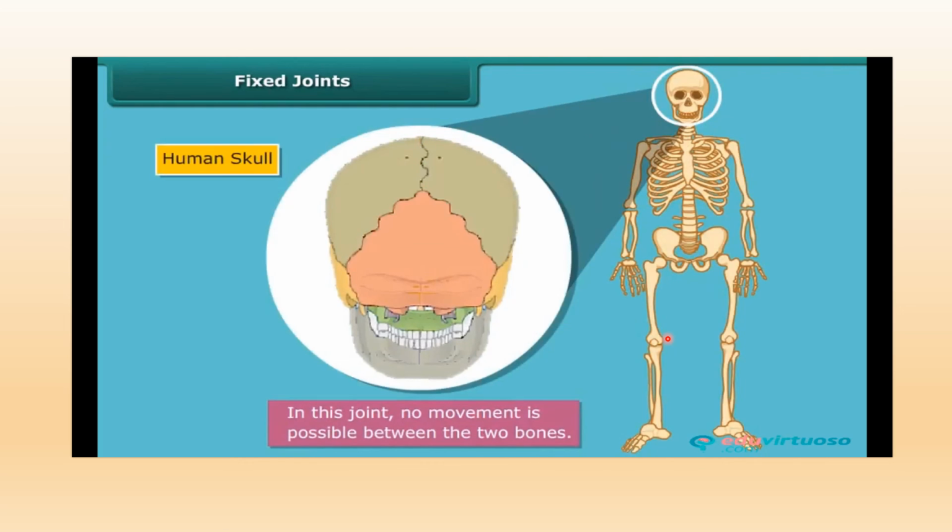Now fixed joint. In this joint, no movement is possible between the two bones. This is a human skull, and no movement is allowed, and it protects a very important organ, that is the brain. And in this, only the lower jaw is movable.